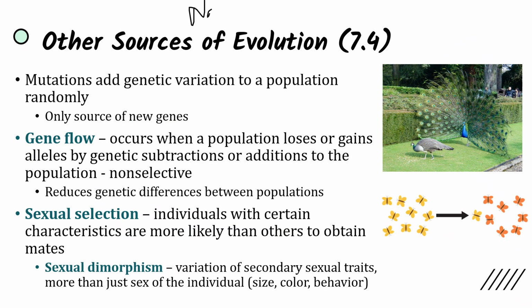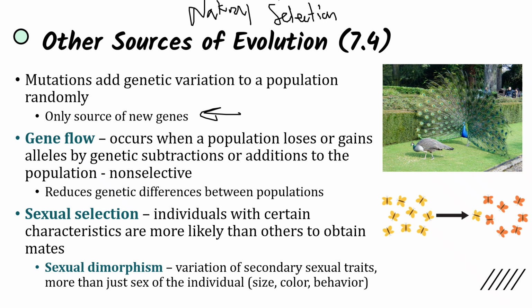So far we've mainly discussed natural selection as our primary source of evolution here, but there are other sources of evolution, and not all of them are selective. Mutations add genetic variation to a population completely randomly, and they are the only source of new genes. So they're the only way that new genes can be created rather than just selected for. And once mutations have occurred, beneficial mutations will be selected for. Mutations don't necessarily have to be bad. They could be good if they help the individual survive and reproduce within that environment.